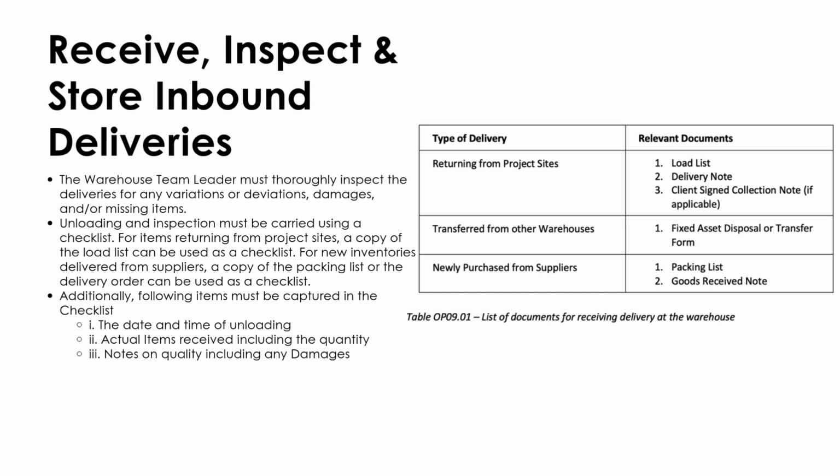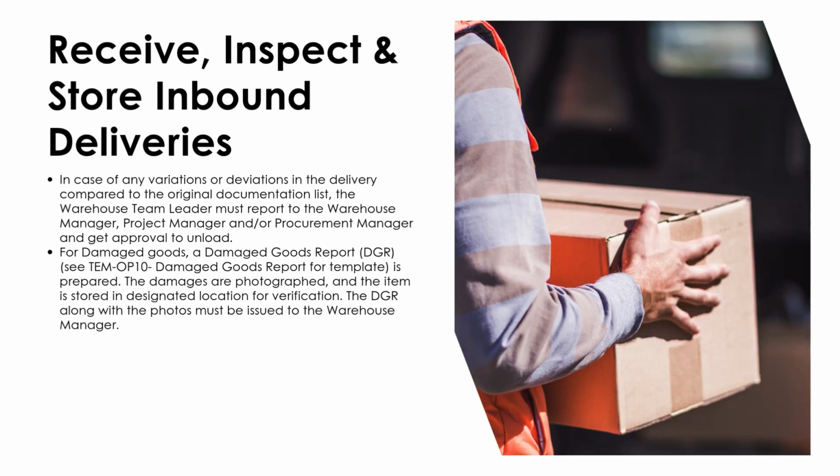Unloading and inspection must be carried out using a checklist. For items returning from project sites, a copy of the load list can be used as a checklist. For new inventories delivered from suppliers, a copy of the packing list or the delivery order can be used as a checklist. Additionally, the following items must be captured in the checklist: the date and time of unloading, actual items received including the quantity, and notes on quality including any damages.